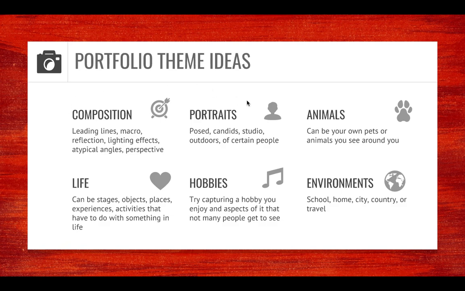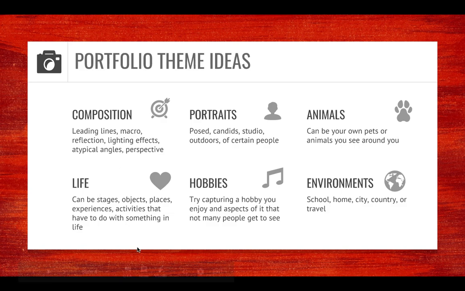We can do portraits. I think a lot of you guys are really strong in taking those. So you could have an idea of portraits. Is it capturing sass? Is it teachers of 7C? Is it posed ones? You think you can do better yearbook photos? Animals, it could be your own pets. It could be animals you see around you. We have a lot of crazy cats, and we try to capture them.